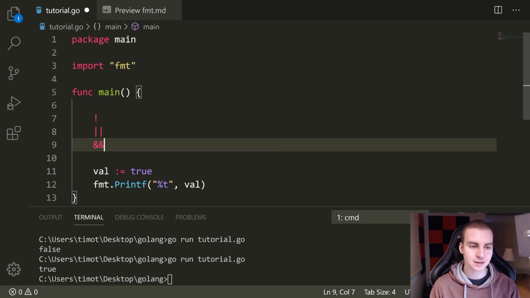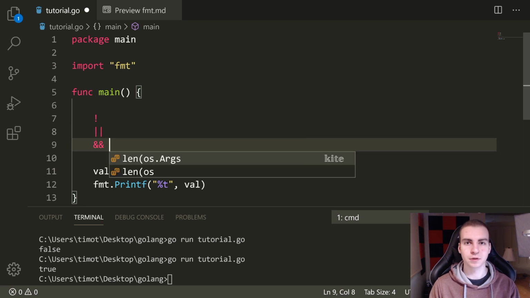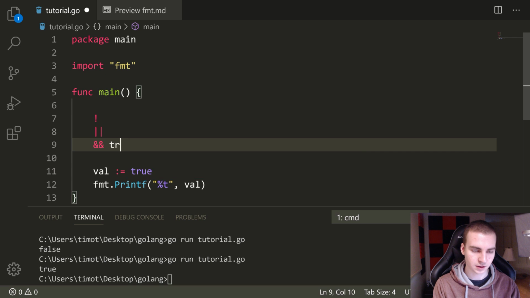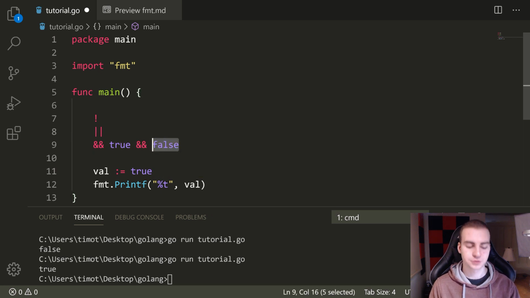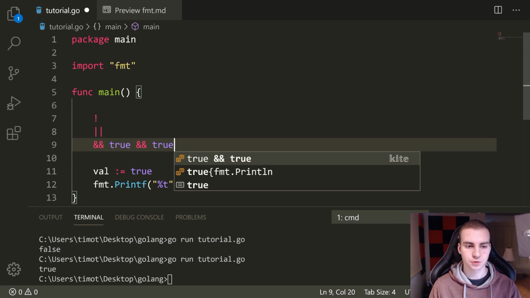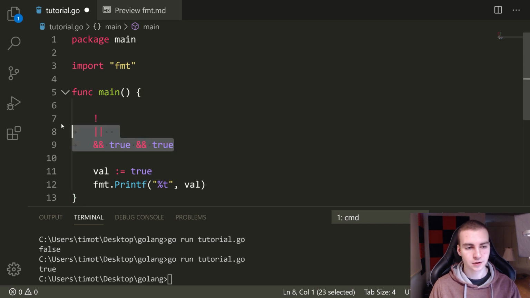And finally, what and does is tell us if both of them are true. So it's very similar to English, right? True and false would be false, because there's a false here, they're not both true. But true and true is obviously true. So that's how you use and, or, and not.